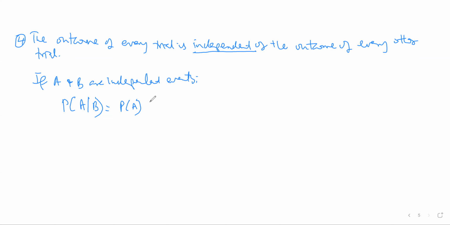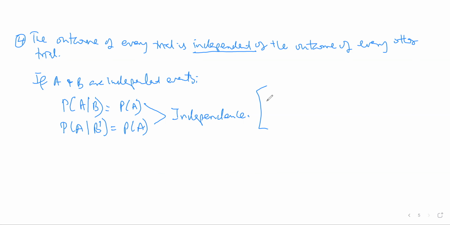So you can say the probability of A, given that B has not occurred, is still the same as the probability of A. This means independence, because the occurrence or non-occurrence of B does not affect the probability of A occurring. You can also reverse and say the probability of B, given that A has occurred, is the same as the probability of B. Or the probability of B, given that A has not occurred, is the same as the probability of B. This again also means independence.